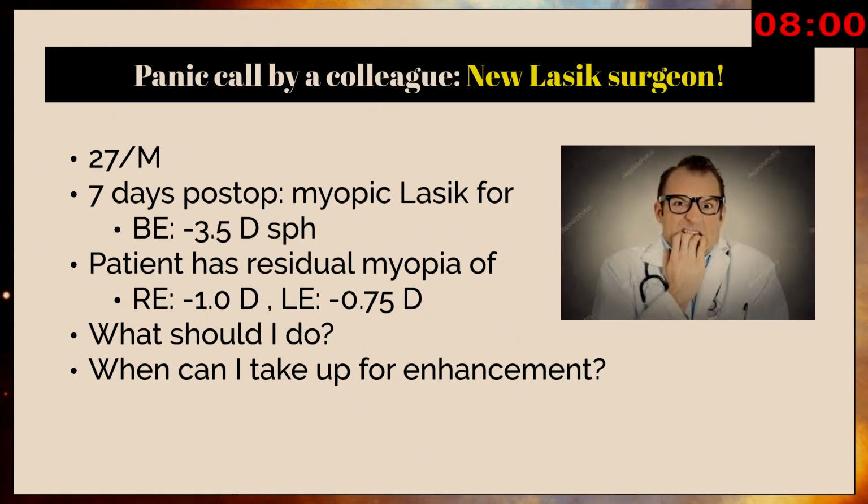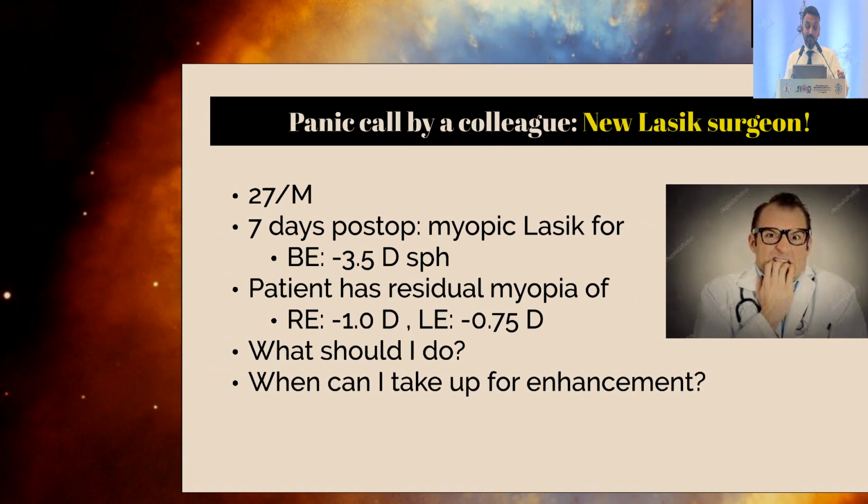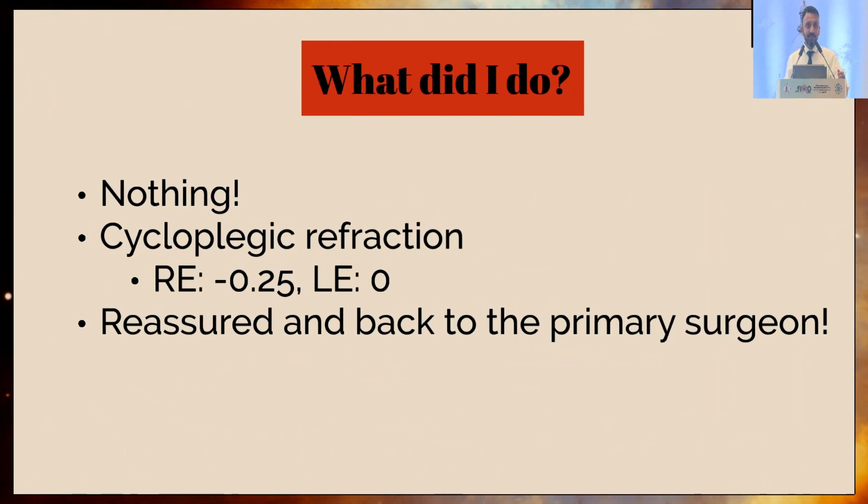I'm going to give you a very basic talk, starting with an example. One new LASIK surgeon, one of the glaucoma persons, went out for practice and gave me a panic call. He had done a myopic LASIK for a regular patient, and now post-operatively the patient is -1 sphere in the right eye and -0.75 in the left eye. When do I do enhancement?